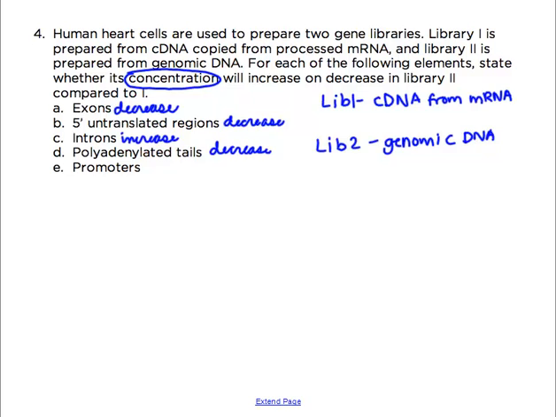Promoters are DNA elements that are in the DNA, and they signal the beginning of transcription to RNA, but they don't actually make it into the mature RNA. So when you're looking from library 1 to library 2, their concentration is actually going to increase, and that's because you don't see them at all in the cDNA library.